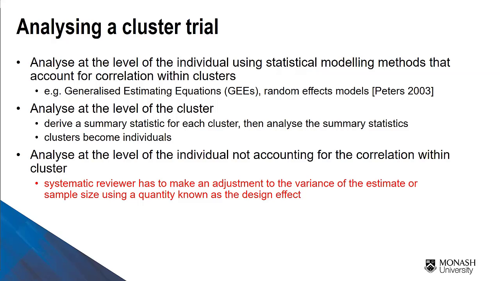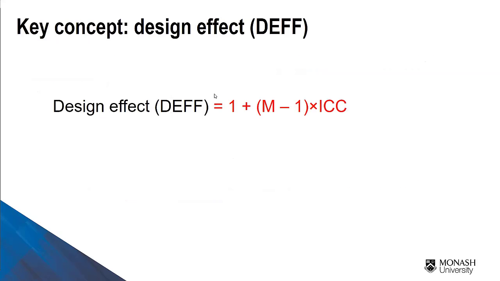Or sometimes, in fact, what has frequently happened is that analysis is undertaken on the individual, but there's been no accounting for correlation within clusters. And then this is the situation where the systematic reviewer has to make some type of adjustment to the variance of the estimate or the sample size. And we can do this using some quantity which is known as the design effect. So here's the design effect.